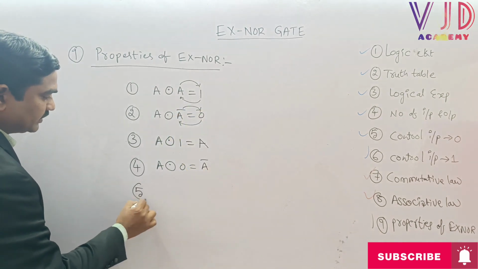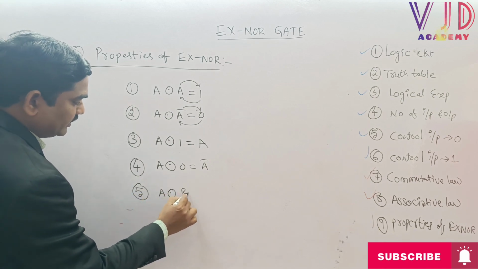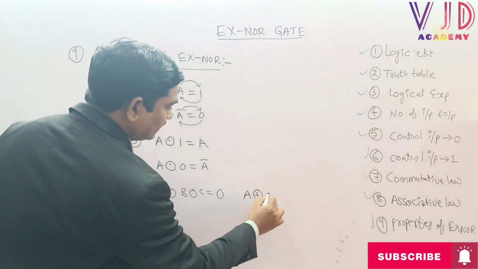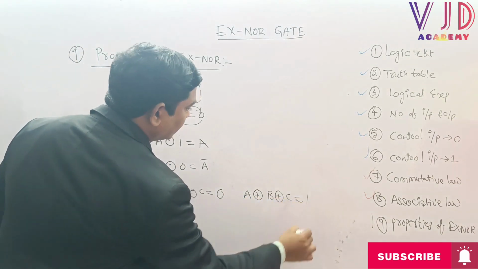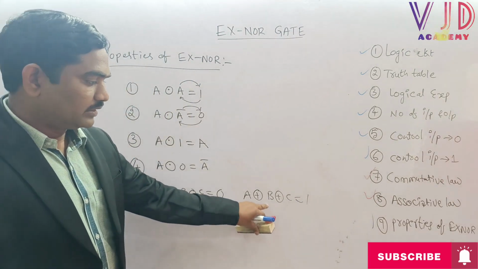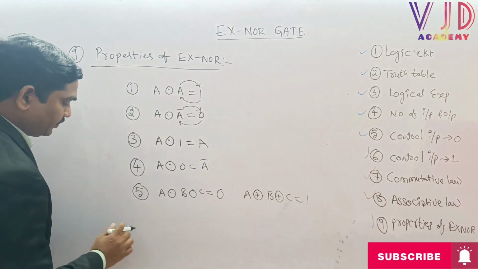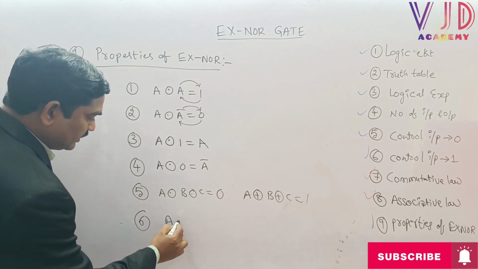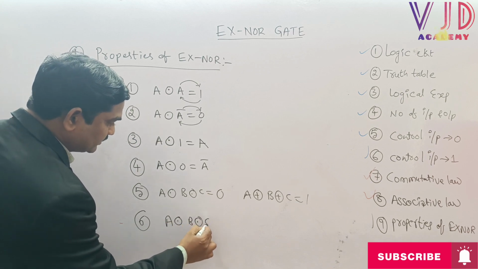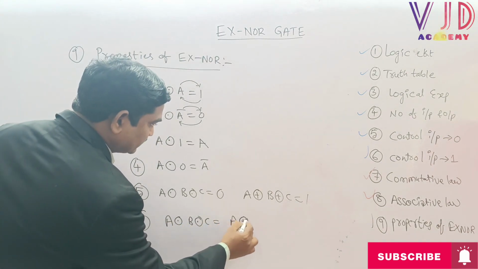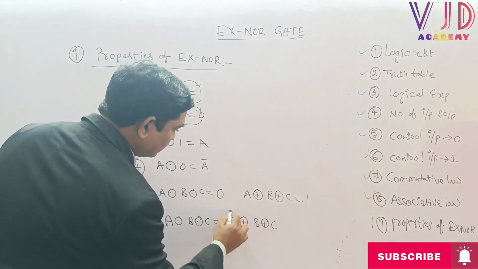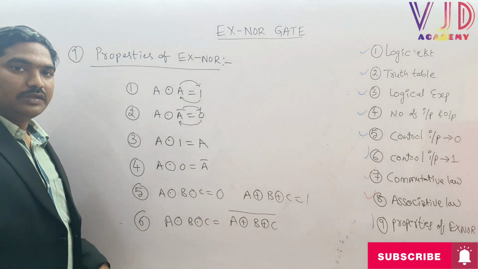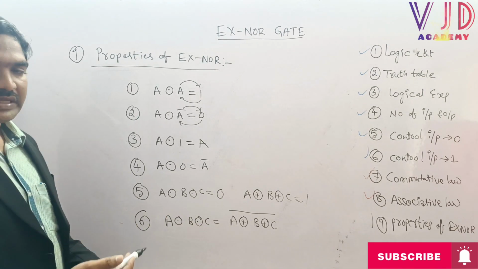And now the fifth property is A XNOR B XNOR C equal to 0, whereas A XOR B XOR C equal to 1. This is the XOR gate property, this is the XNOR gate property. So based upon this, I can write A XNOR B XNOR C equal to A XOR B XOR C whole bar. So these are the 6 properties that we need to understand to solve the problems of XNOR gate. So this is about logic gates.